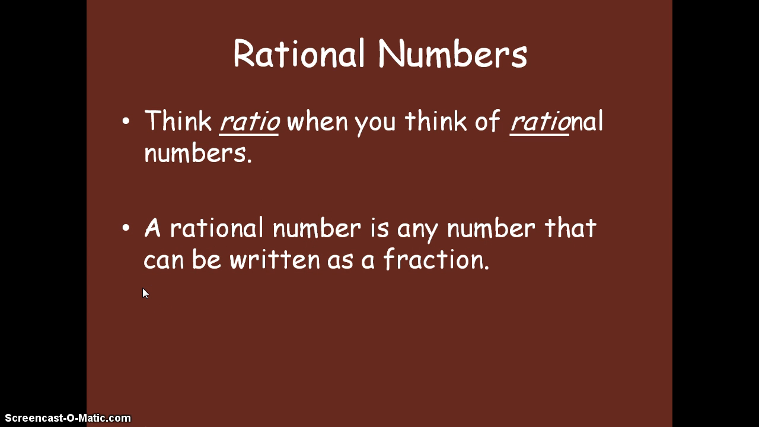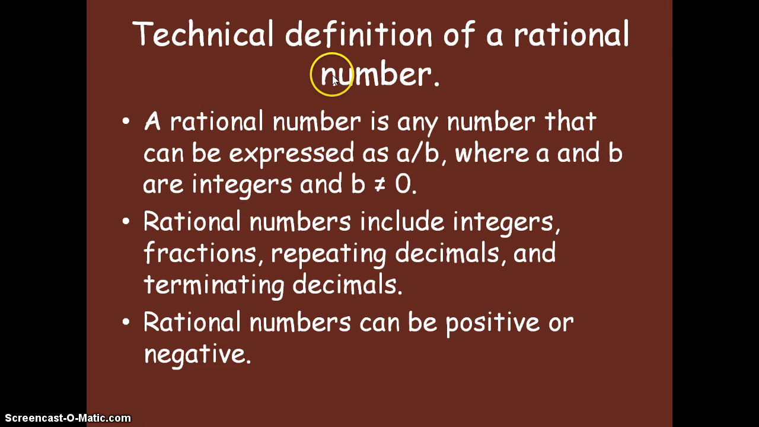Now, just to review a definition for rational numbers, you should always think ratio when you think of rational numbers. A rational number is any number that can be written as a fraction. The technical definition is that a rational number is any number that can be expressed as A over B, A is a numerator, fraction bar, B is a denominator, where A and B are integers and B is not equal to 0. Rational numbers include integers, fractions, repeating decimals, and terminating decimals.